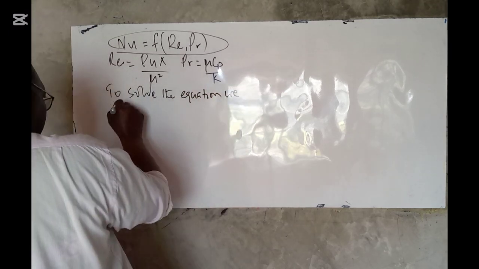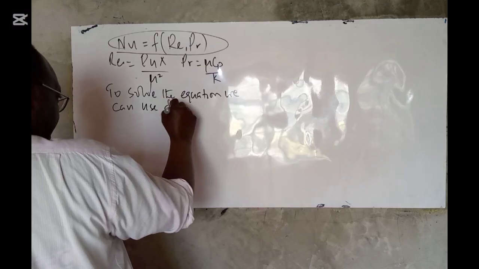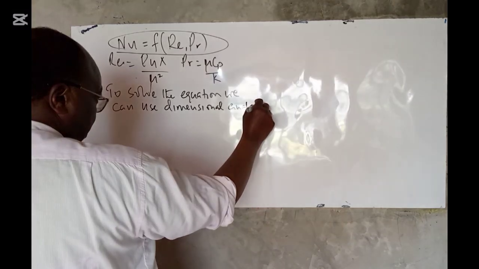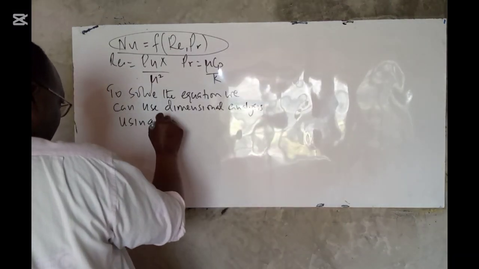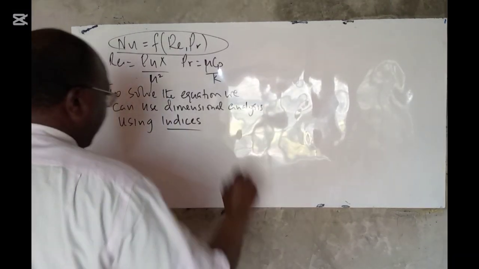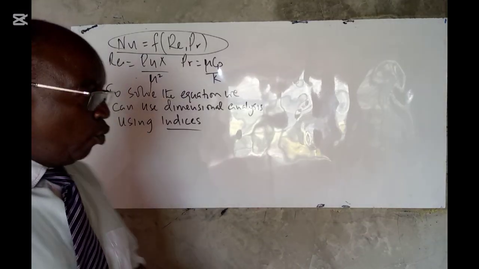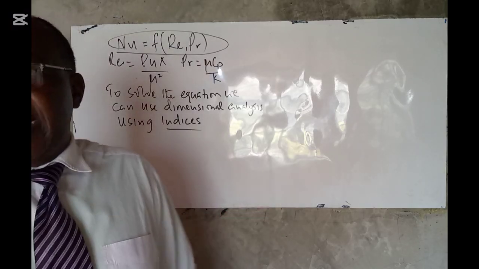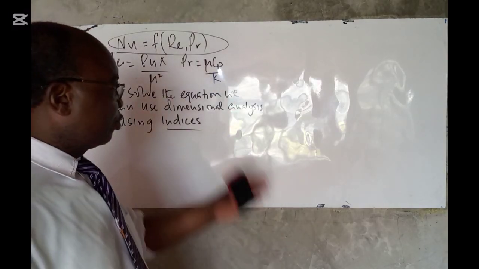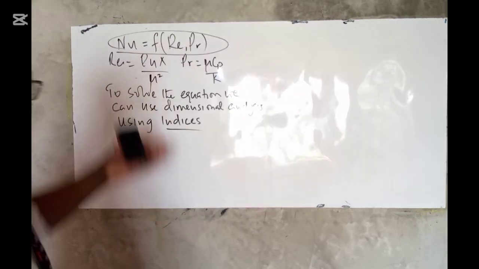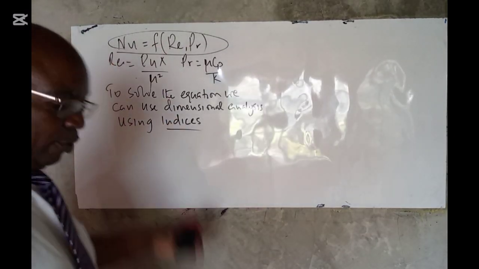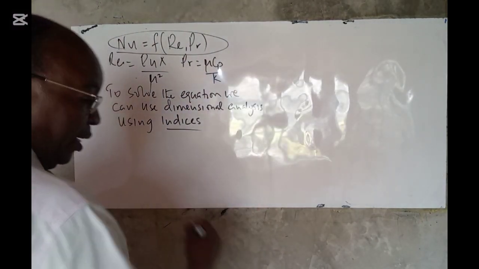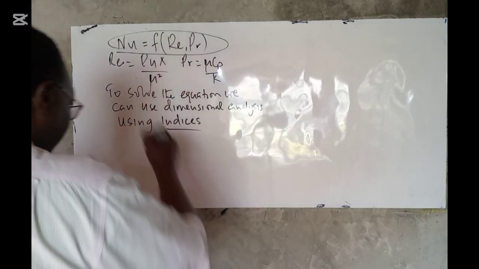Now, when you're dealing with dimensional analysis using indices, one of the challenges normally is that you need to know all the variables which are associated with the heat transfer. For example, let us say we want to use dimensional analysis using indices to solve for heat transfer, the heat transfer coefficient in forced convection.